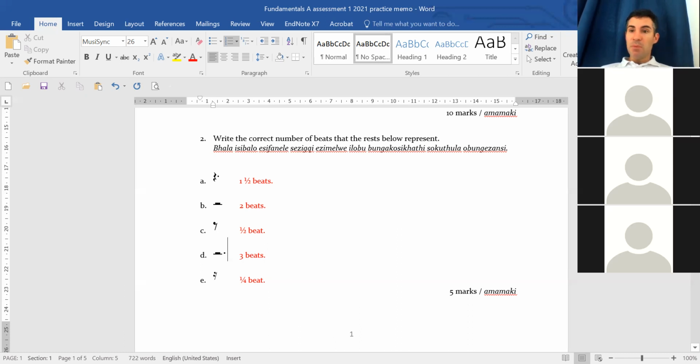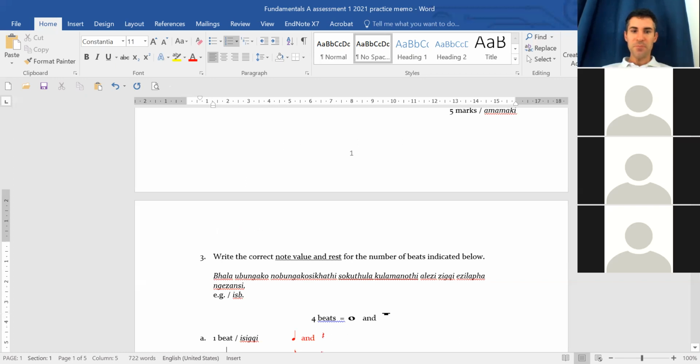Are we all happy with that one? Do you want to ask any questions? No. The first page is fairly straightforward. That won't take you very long. And in fact, the test looks exactly the same as this. The questions are exactly the same. It's just that the note values and the rests are going to be different. So what you see here is what you're basically going to get.